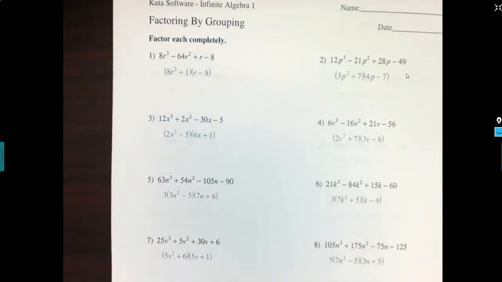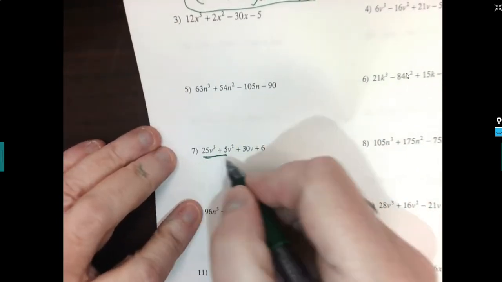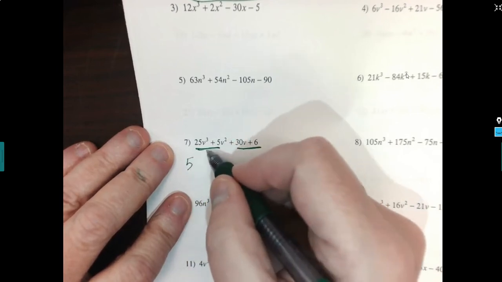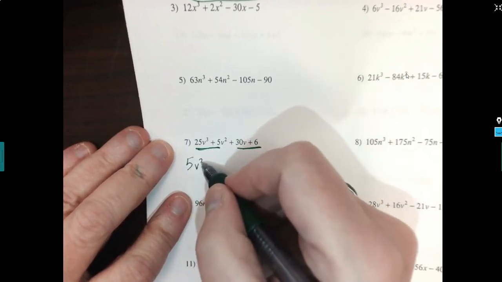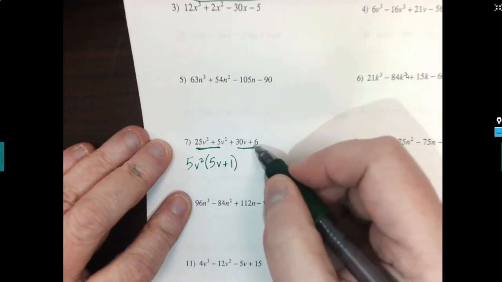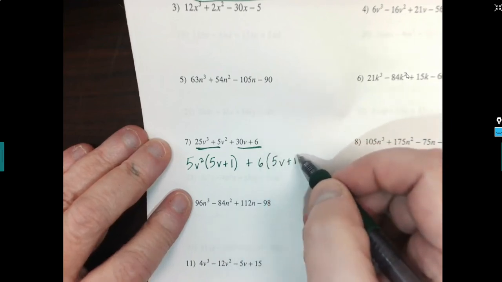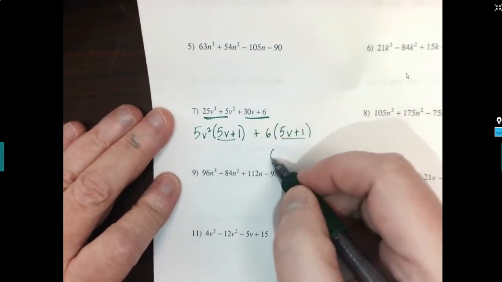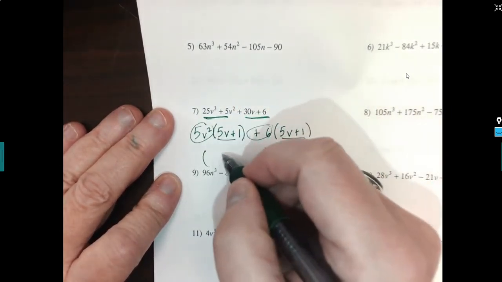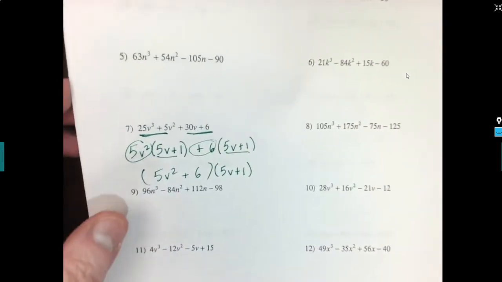So let's see what else we can do. Let's try and do that one. Okay. Well, they have a 5 in common and a v squared in common. So I'm left with that. These have a 6 in common, these two terms. So we can see here now that I'm going to factor this out, and what's going to be left in here is going to be 5v squared plus 6.